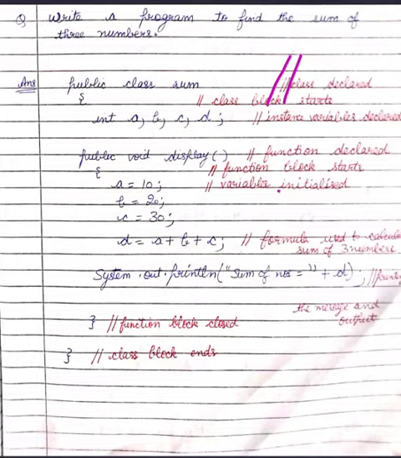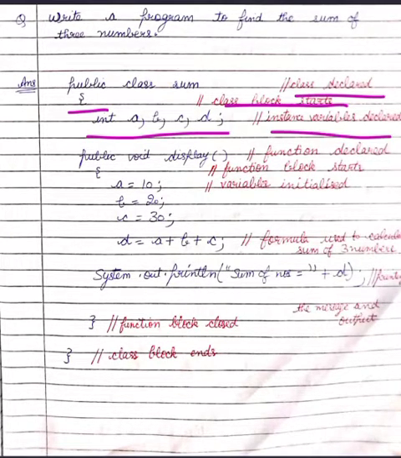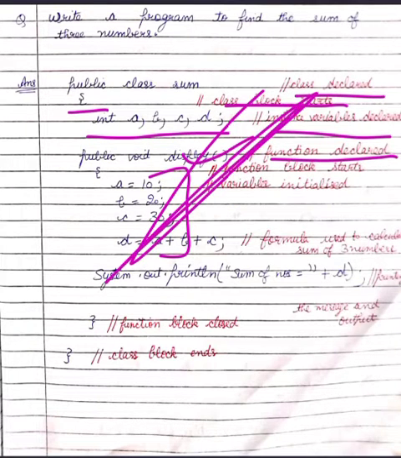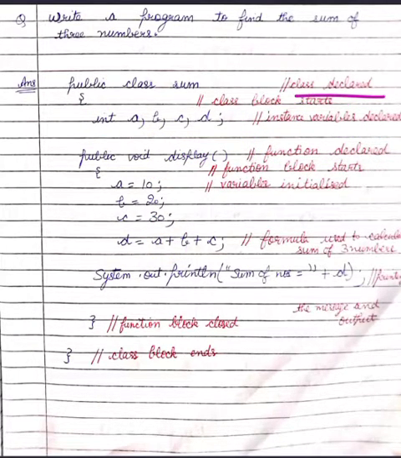put two slash symbols to tell the compiler that it is a comment and it should not read that and find the mistakes, errors. So first is class declared, and this is class block starts, and this is instance variables declared, and here you can write function declared. These are the variables initialized, means values are given, their values are stored there, and then we have stored all the values.